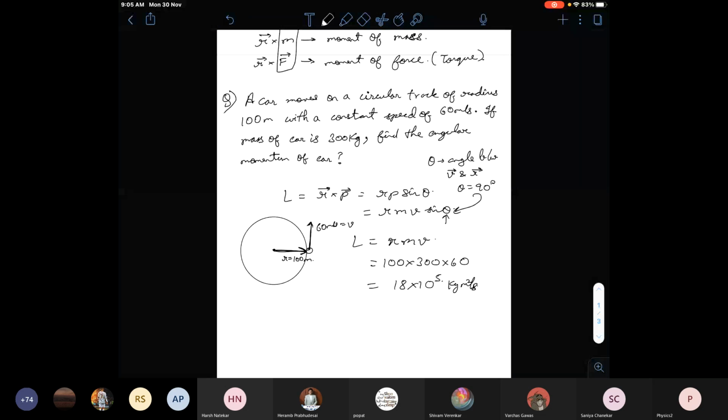So I can safely say that in our question, theta is how much? It is 90 degrees. If I replace 90 over here, it becomes sine 90. Sine 90 is 1. So that is why that term vanishes.